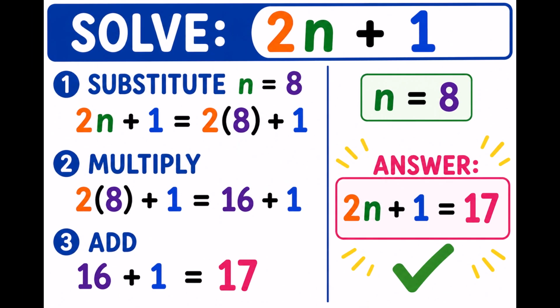Now let's solve this problem, 2n plus 1. But at this point, we're going to make n number 8. So in this one, n equals 8. So 2n plus 1 equals what? That means 2 times 8 plus 1. 2 times 8 equals 16 plus 1. So 16 plus 1 equals 17. Excellent job.